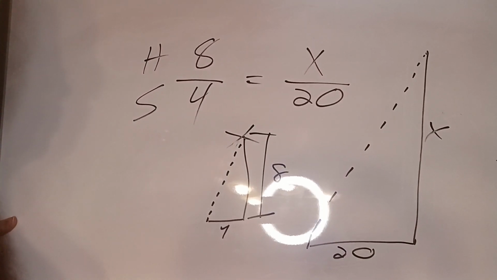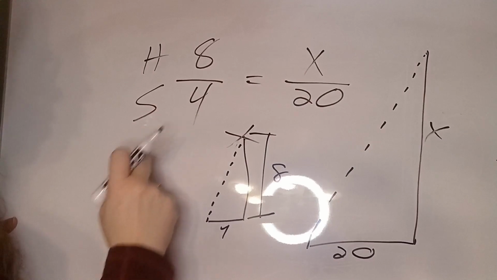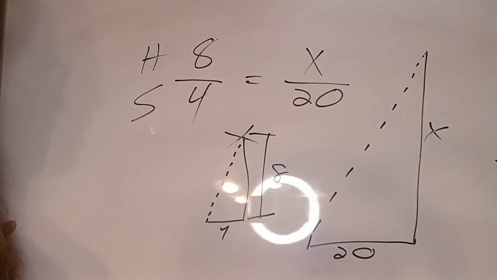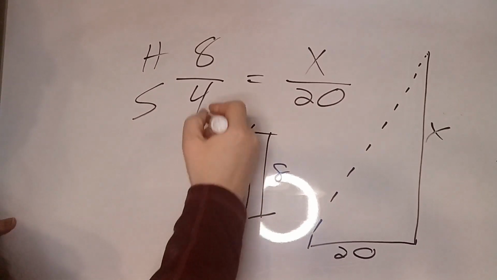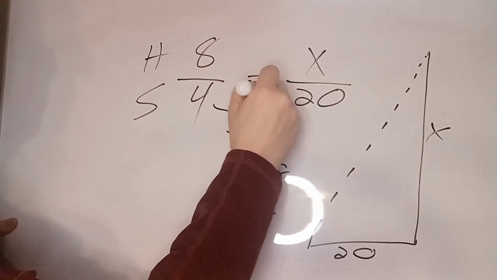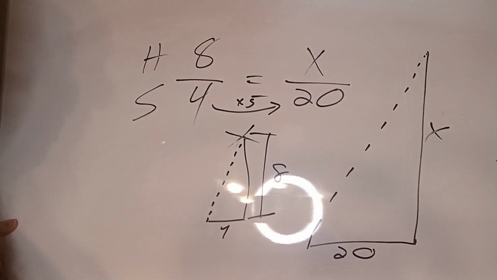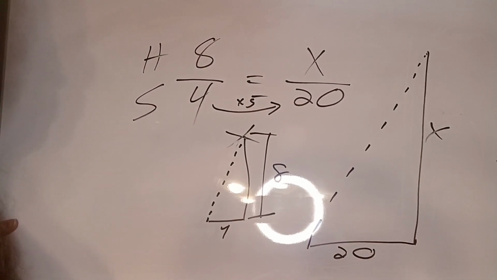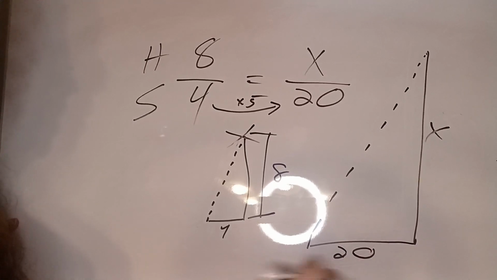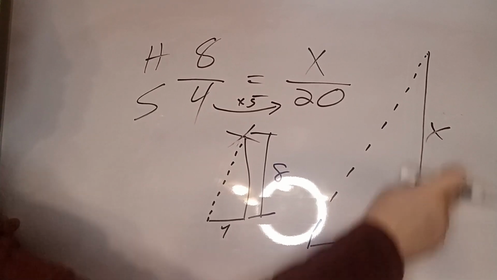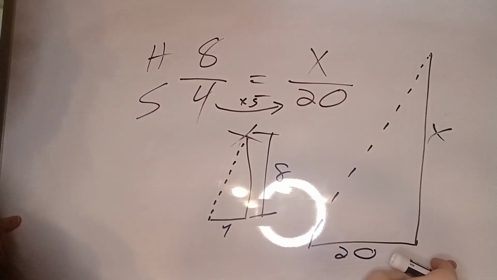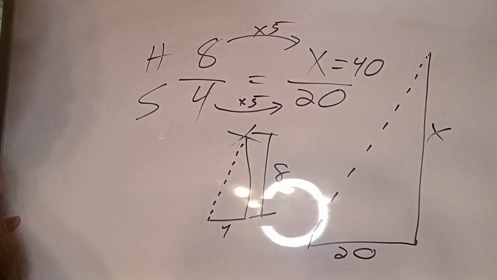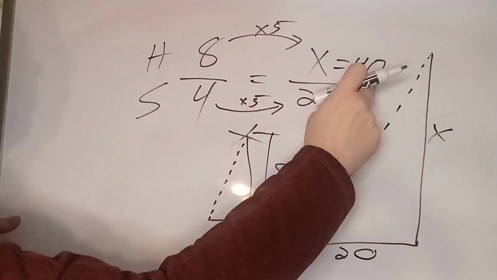Now, we could do cross multiplying, 8 times 20 divided by 4, but that's more work than I want to do. So what I do instead is I look for relationships. I know that 4 times 5 is 20. What that's telling me is that this shadow will fit into this shadow 5 times. But for it to cast a shadow 5 times as long, this has to be 5 times as tall. So 8 times 5 is 40. So we've got a building 40 feet tall.